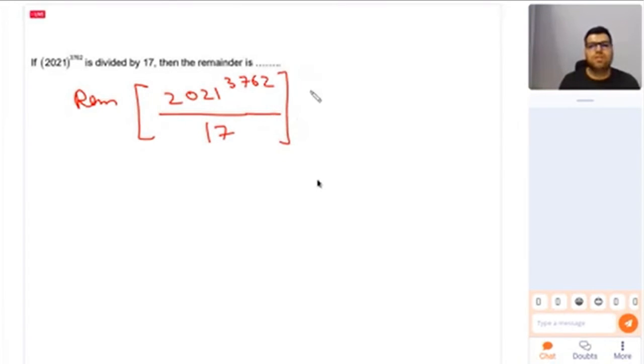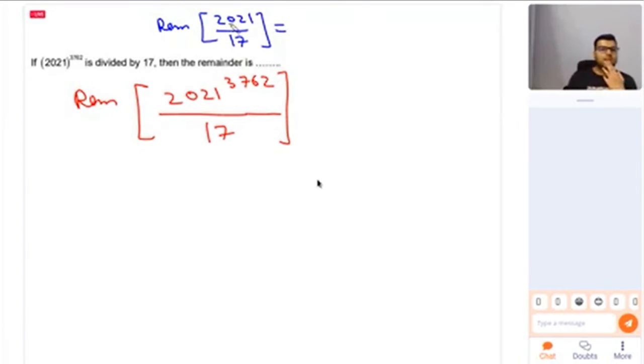So first step, students, is the remainder of 2021 with 17. How much is it? 17 times 32 gives 544... so you do this calculation, and it comes out to be 15. Either you can say the remainder is 15.